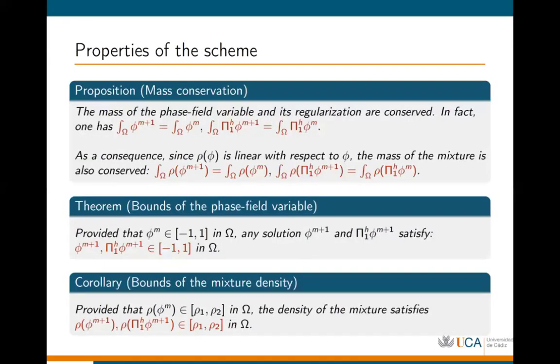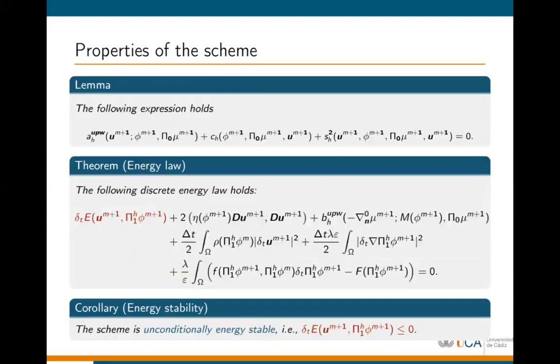As a result, the proposed approximation conserves the mass for both the phase field variable and the density of the mixture. We have the bounds for the phase field variable, and as a consequence, the bounds for the density of the mixture. And due to the stabilization that we have introduced, we have an equivalent energy law to the energy law of the continuous model, but in this case, in the discrete setting. So all these terms here are positive. And as a result, we have unconditional energy stability in our approximation.